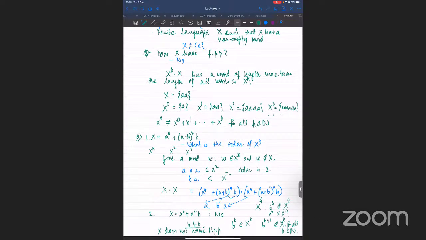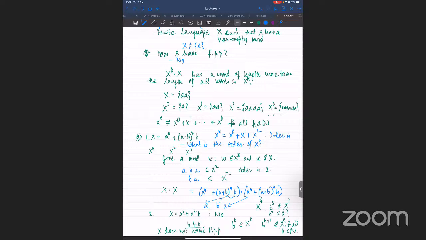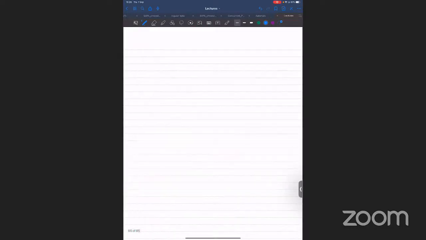For example, here what I claimed is that x star here is x0 plus x1 plus x2. So the order is 2. Okay, so x star is x0 plus x1. This doesn't have FPP. Okay, I will give you another example and I will let you think about it. Suppose x equals this language, epsilon union (A2 A3) star.